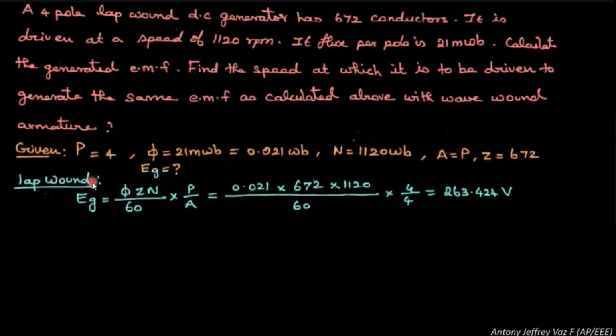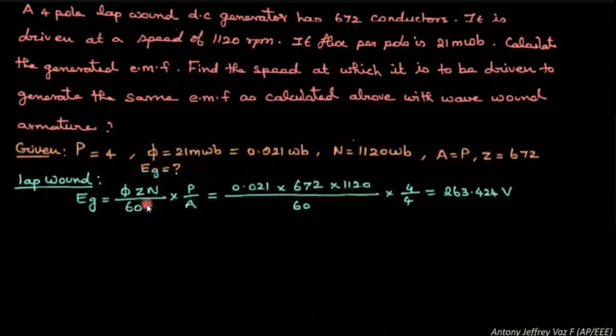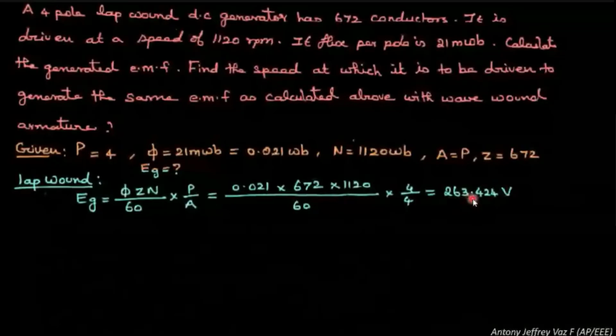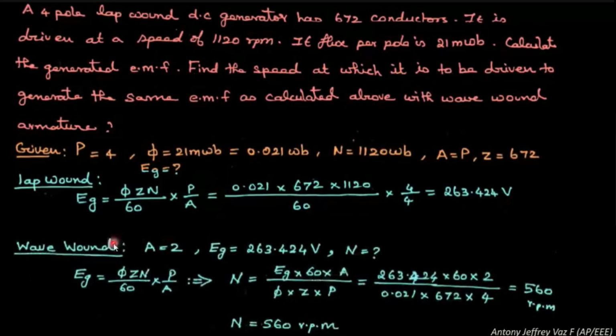So for lap wound generator, you know A is equal to P. So you need to substitute all the values. The formula EG is equal to pi Zn divided by 60 into P by A. Put all the values as it is, and you will get 263.424 volt. Next, for wave wound armature, you need to find the RPM.